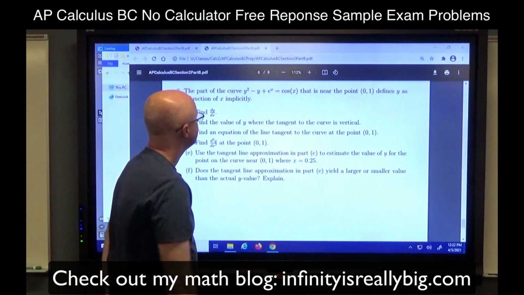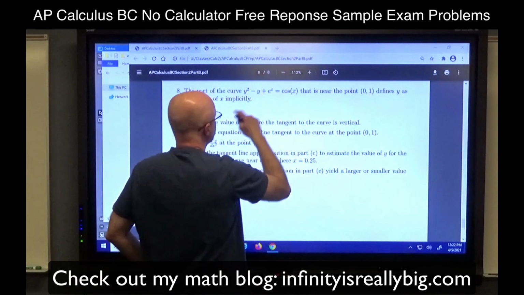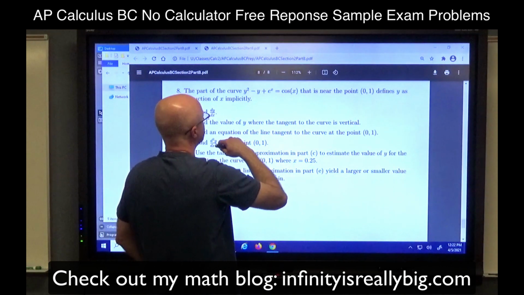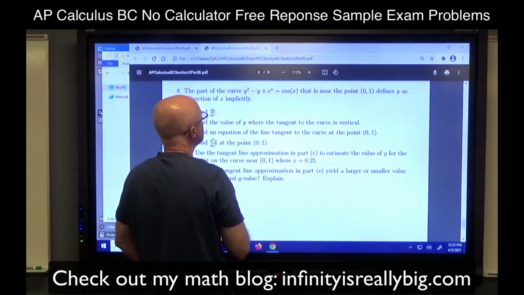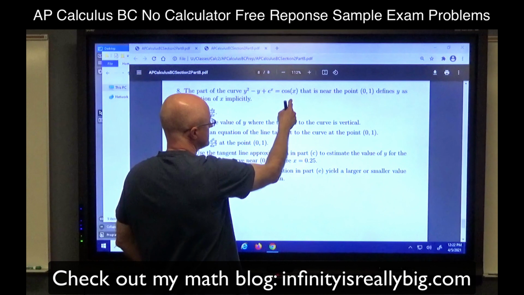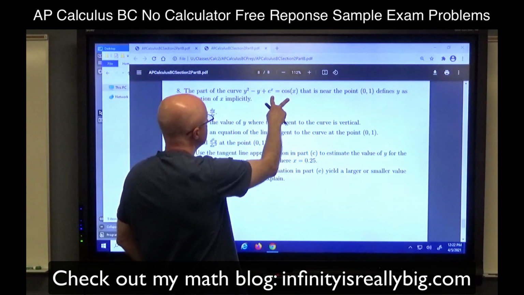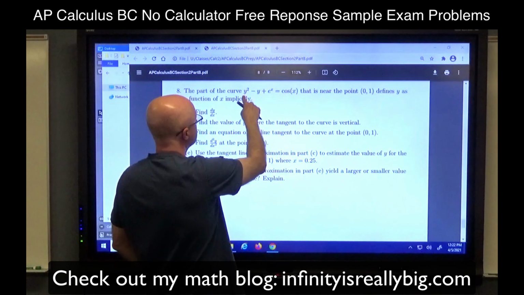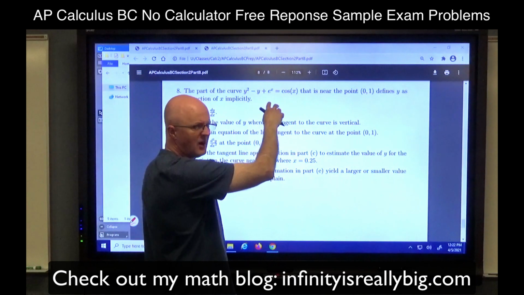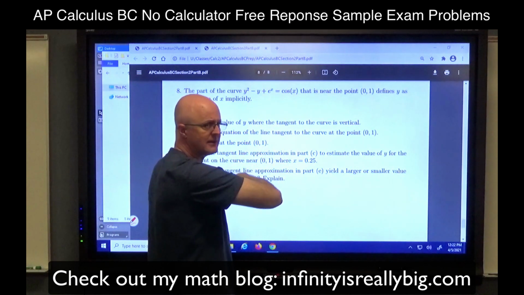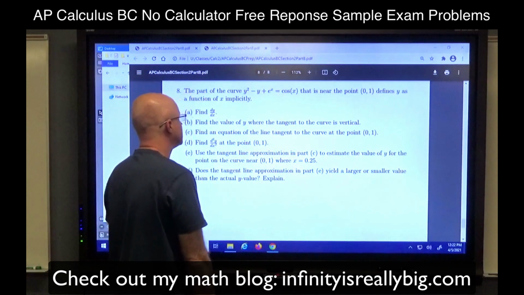You could write this for y as a function of x. Does this point, is it on the curve? When x is 0 and y is 1, is this equation true? Well, e to the 0 is 1, cos 0 is 1, so these are both 1. And then 1 squared minus 1 is 0. You get ultimately 1 equals 1. It does satisfy the equation. It is on the curve.